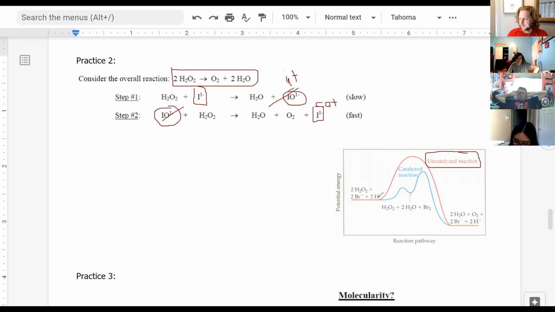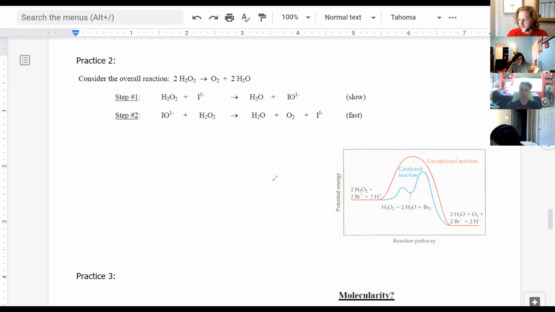So there we go. And this is an image. This blue line is the adjusted energy diagram for the catalyzed reaction. Notice the reactants and the products are the same. The only thing a catalyst does is affect the pathway. It affects the kinetics, the in-between part. The catalyst doesn't change the overall reaction, it just changes the mechanism.